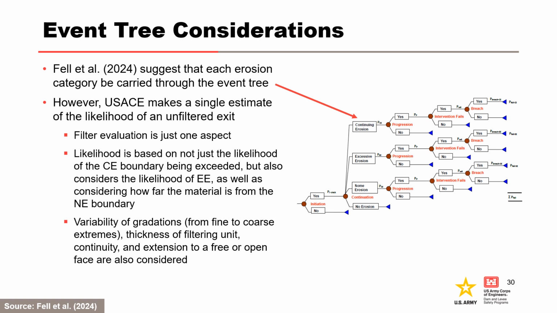Fell et al. 2024 suggested that each erosion category be carried through the event tree as shown. However, USACE makes a single estimate of the likelihood of an unfiltered exit because filter evaluation is just one aspect of continuation. The likelihood of continuation of erosion is based on not just the likelihood of the continuing erosion boundary being exceeded, but also considers the likelihood of excessive erosion, how far the material is from the no erosion boundary, the variability of the gradations from the fine to coarse extremes, the thickness of the filtering unit, upstream to downstream continuity, and extension to a free or open face.